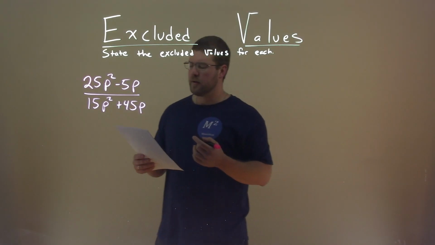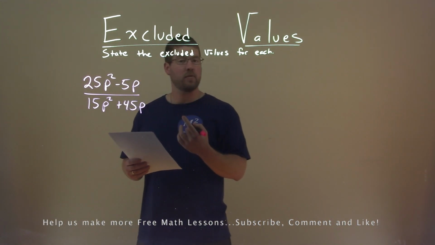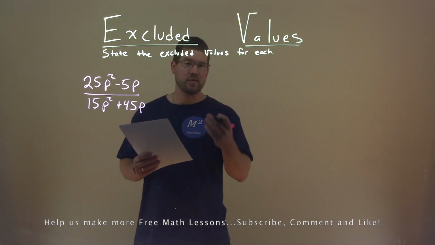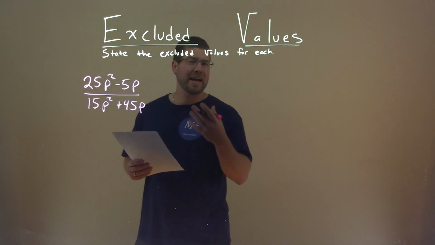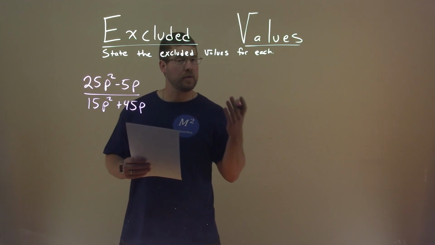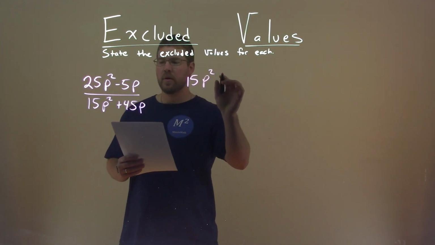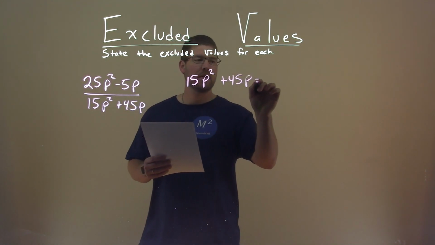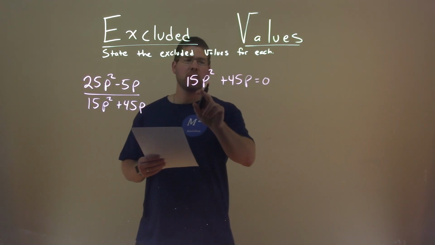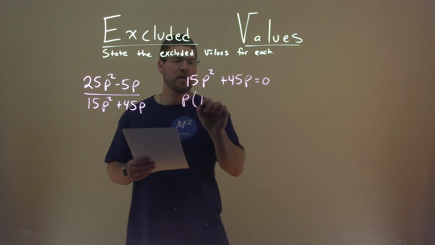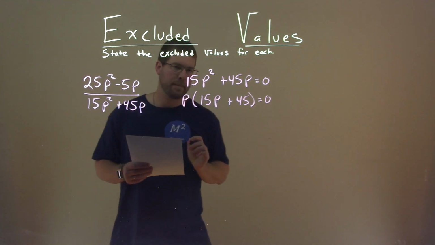We're given this problem right here, 25p squared minus 5p divided by 15p squared plus 45p, and we want to state the excluded values. Well, we have a rational function, and we know we cannot divide by 0. So when the denominator is equal to 0, there's our excluded values. So we take the denominator, 15p squared plus 45p, and we're going to set that equal to 0. Now we're going to solve for p. Well, there's a p in both parts here. So if I pull out a p, I'm left with 15p plus 45 equals 0.